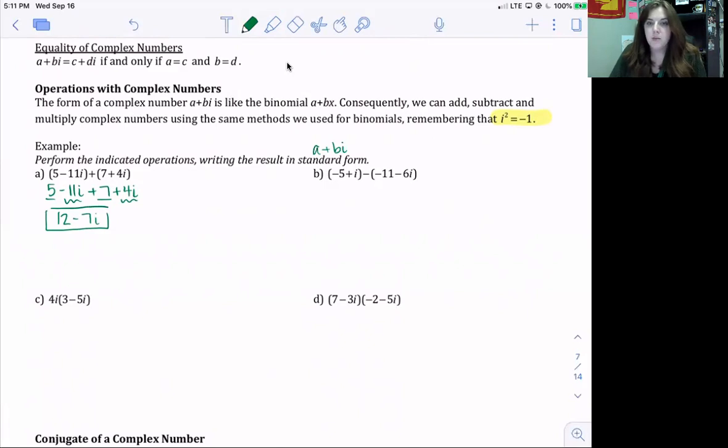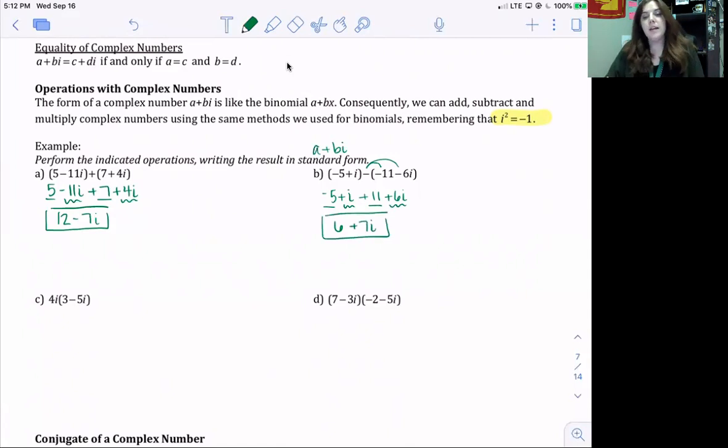Looking at b, we have -5 plus i minus the quantity of -11 minus 6i. So we have -5 plus i, and I'm going to go ahead and distribute our negative. A negative times -11 is a positive 11, and negative times -6i is a positive 6i. Combine like terms. -5 plus 11 is 6, and i plus 6i is 7i.